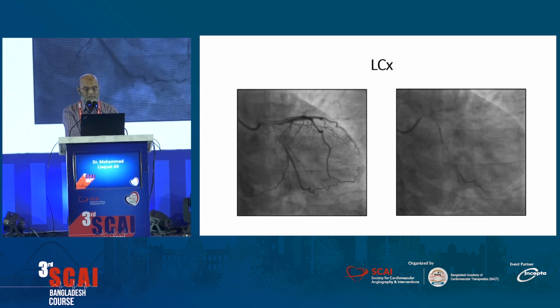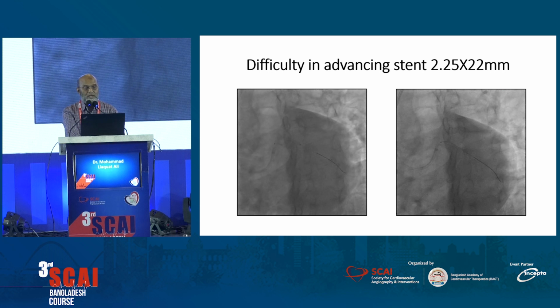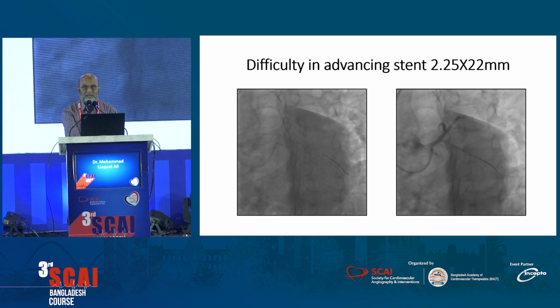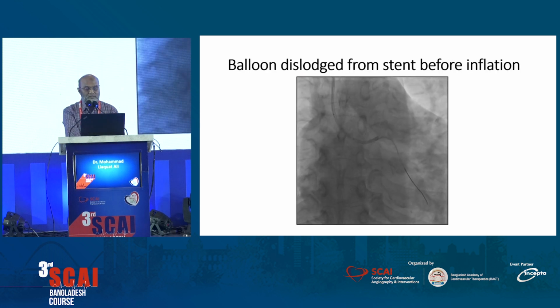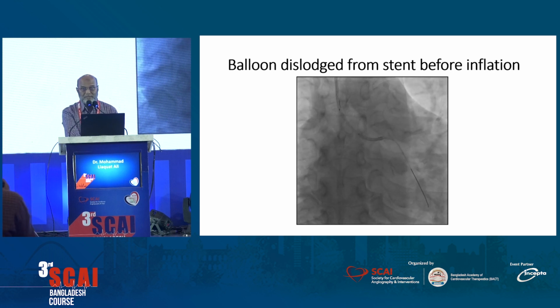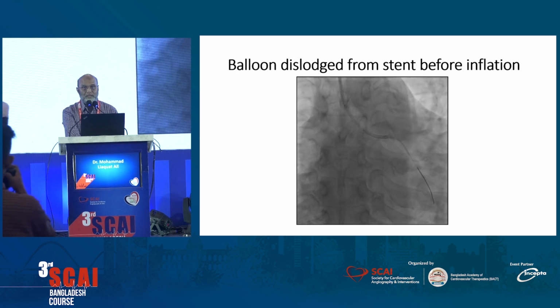And I redirected the lesion, and I was trying to advance the stent, and the stent size is not very big. It is 2.25 by 22 only, so it should go easily. But the problem started here. You can see in this slide that the balloon is totally dislodged from the stent, and the stent is not being inflated. So I saw the balloon is up and the stent is in position, but part of the stent is in the main left vein.